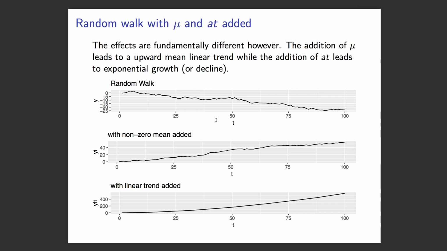Now when I add that mean in there, or that drift in there, this is what happens. Totally different behavior. It's not a random walk around some level anymore. This will go deterministically upwards. And then now when I have the one where I've added a linear trend, I have that a t in there, it has this exponential behavior.